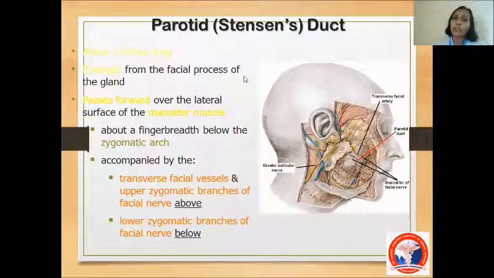Here, the duct is accompanied by transverse facial vessels. We can see the transversely running facial vessels. The upper zygomatic branch of the facial nerve runs across the zygomatic bone of the face. And then there is the lower zygomatic branch of the facial nerve, which is on the lower side.